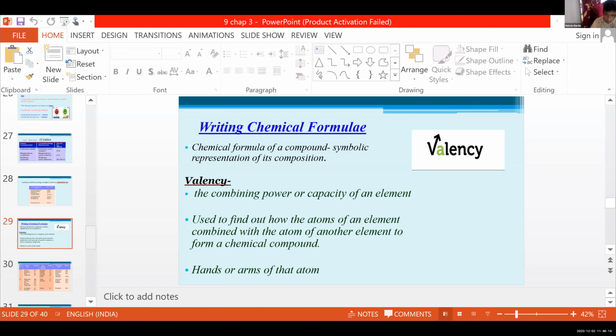Can you read the slide once again? Chemical formula of a compound: symbolic representation of its composition. Valency: the combining power or capacity of an element. Used to find out how the atoms of an element combine with the atoms of another element to form a chemical compound. Hands or arms of that atom. Okay, fine.